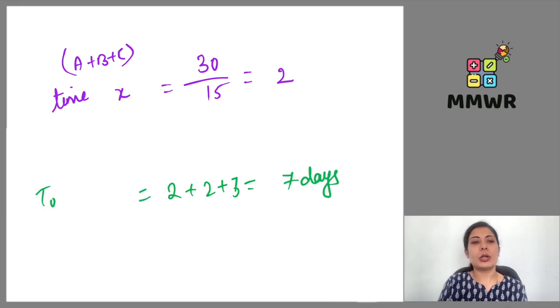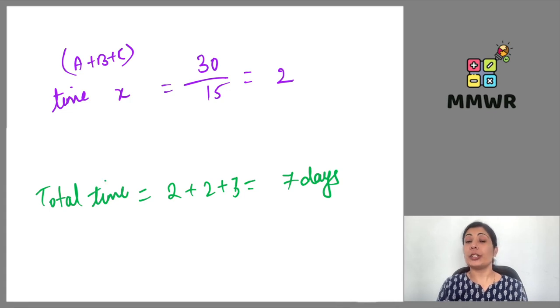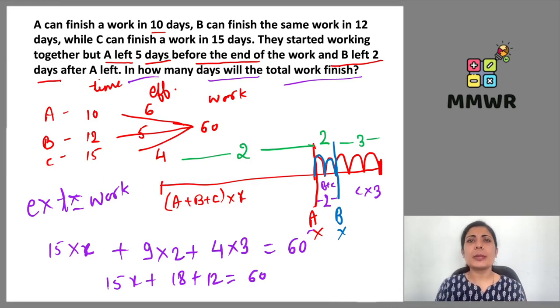So total work or total time taken to finish the entire work from beginning till the end doesn't matter who was working for how long. If they ask for how long C was working, C never left the work. C, who joined at the start, was there for all 7 days. And how long has B worked?